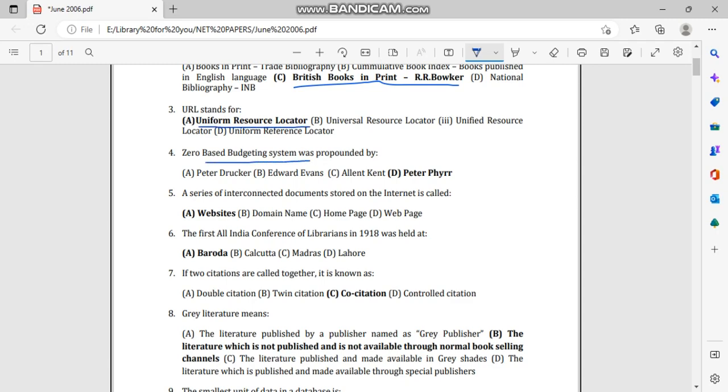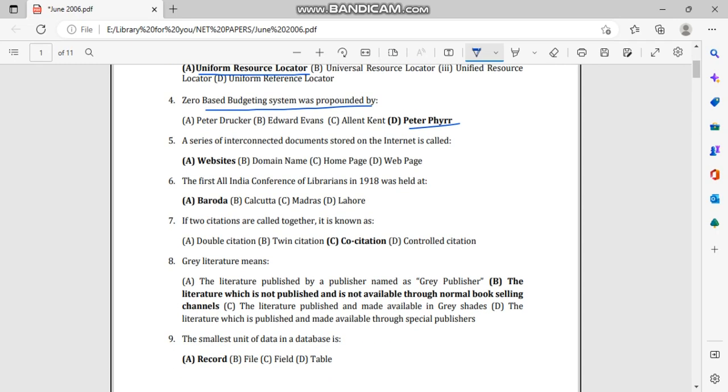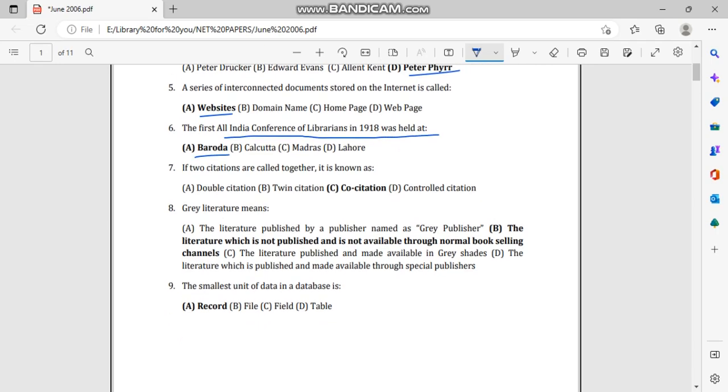Zero-based budgeting system was propounded by Peter Pyhrr. A series of interconnected documents stored on the internet is called websites. The first All India Conference of Library in 1918 was held at Baroda. If two citations are cited together, it is known as co-citation.